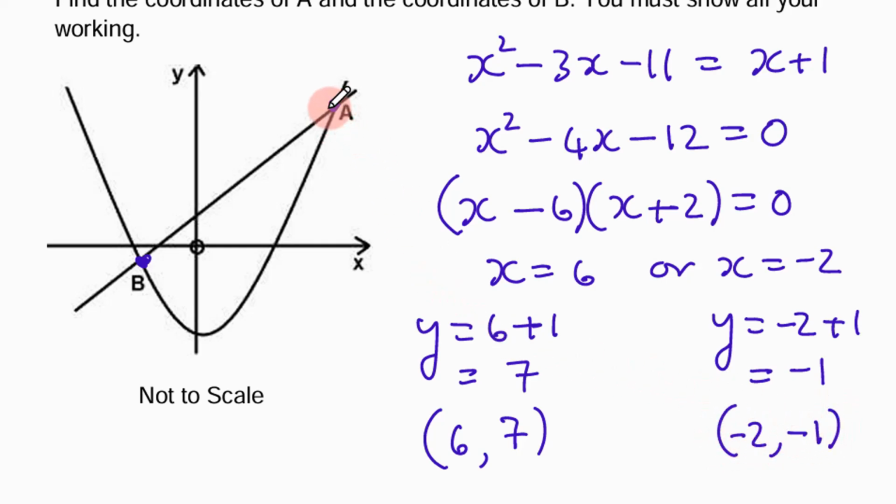Now, when we look at the point A here, A is in the first quadrant, so both x and y will be positive, which means this point 6 and 7 will be the coordinates of point A. Here, both x and y are negative, and B is in the third quadrant. X is negative, y is negative. So this will be point B.